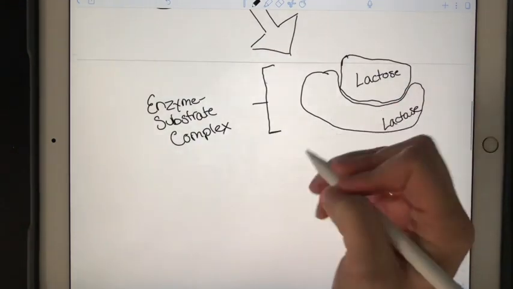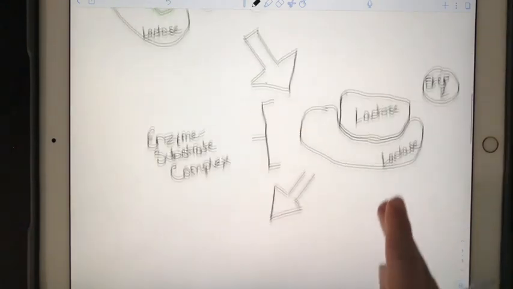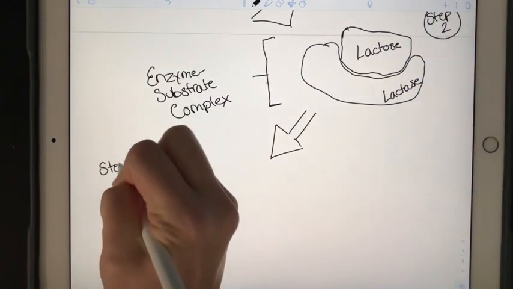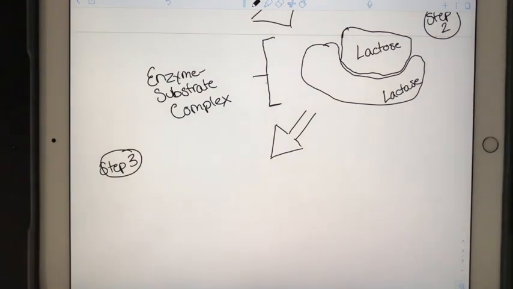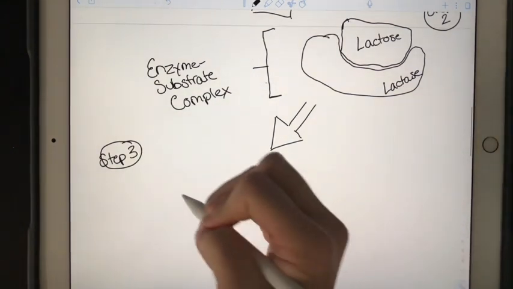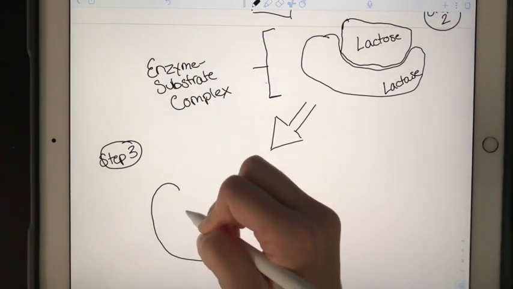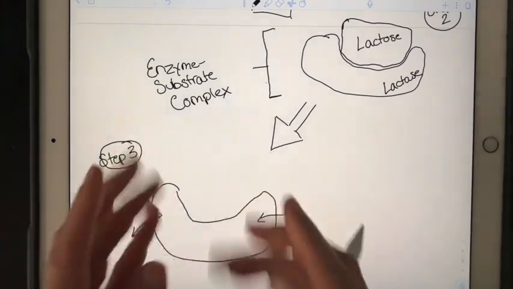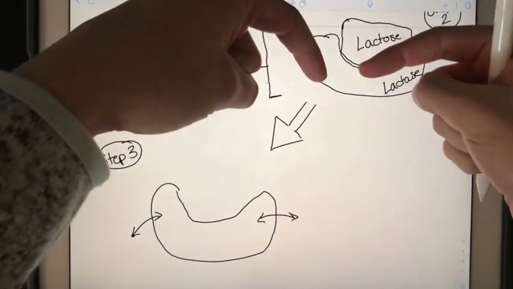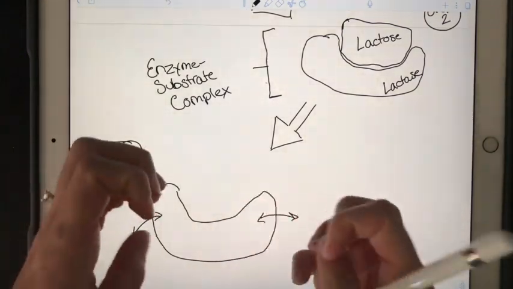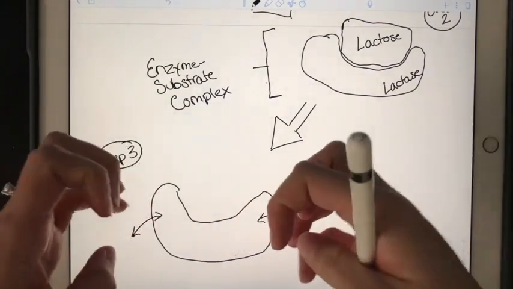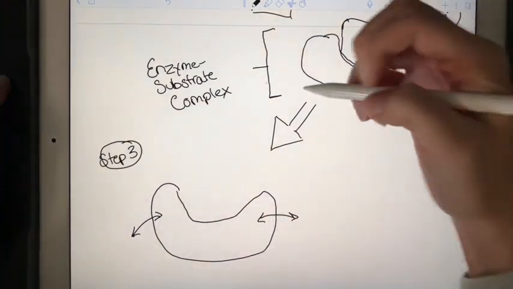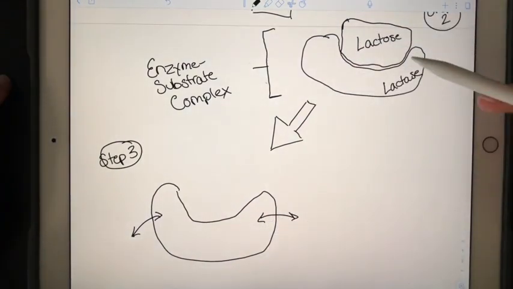We need to break down that lactose. This last piece is going to be step 3. And what's happening here is that the enzyme is wiggling ever so slightly with that lactose inside it. So the lactose is coming in, sitting in here, and then the enzyme is just going to have molecular motion as enzymes do. It's going to be moving around. At a certain point, it's going to be moving around too much for that lactose to stay in one piece.